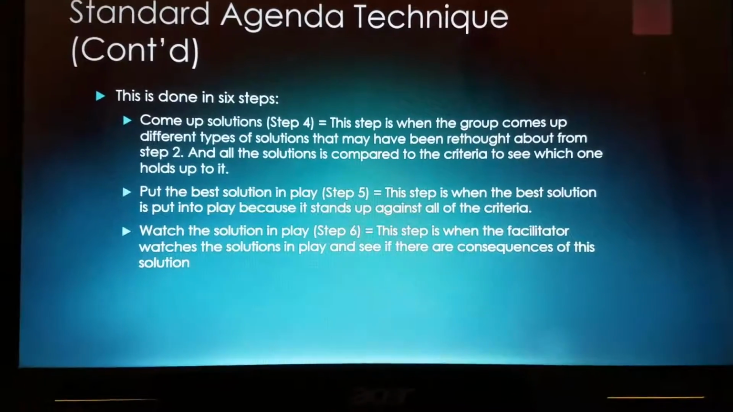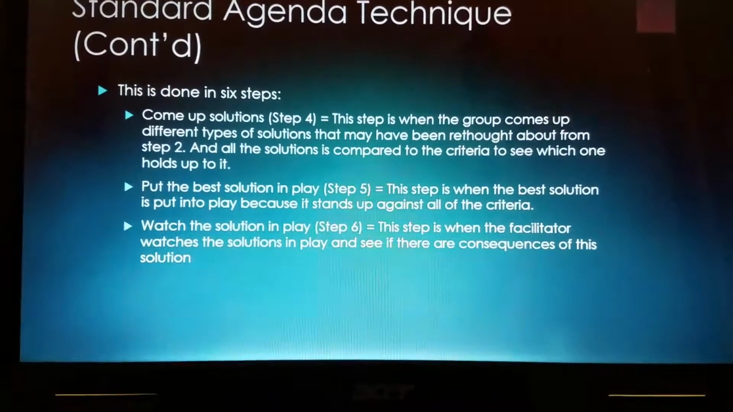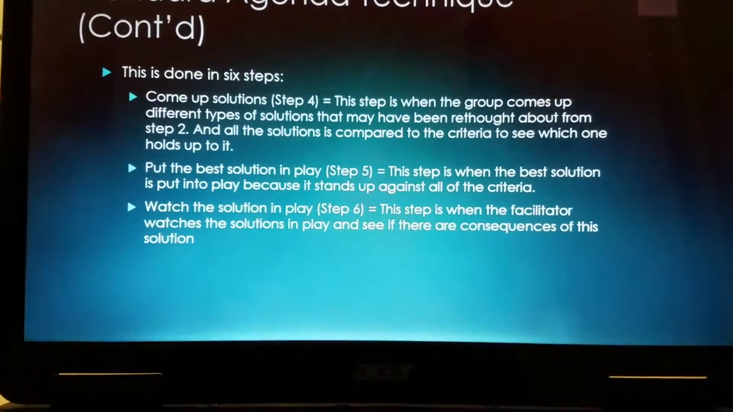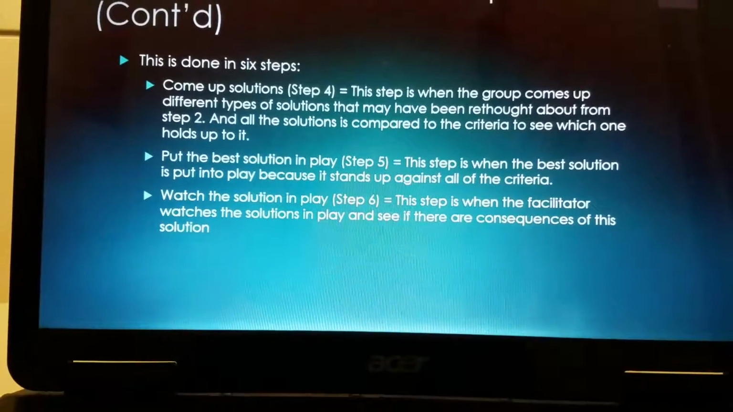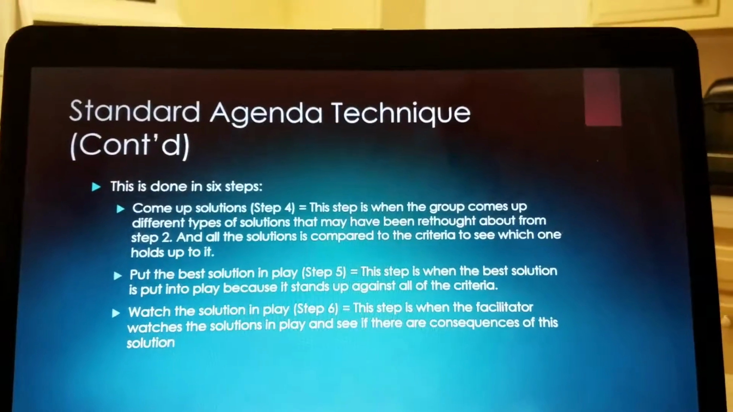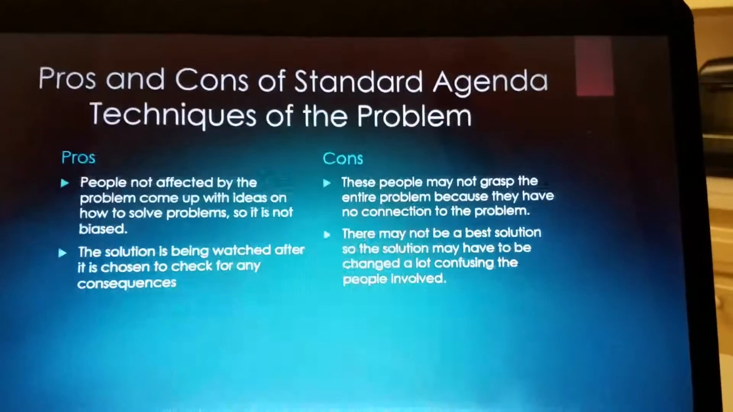And step 6 is when the facilitator watches the solution that's in play and determines if it needs to be changed based on if there are any consequences after the fact.